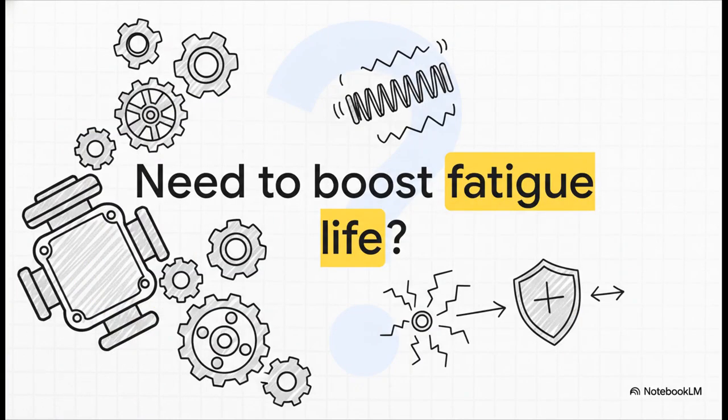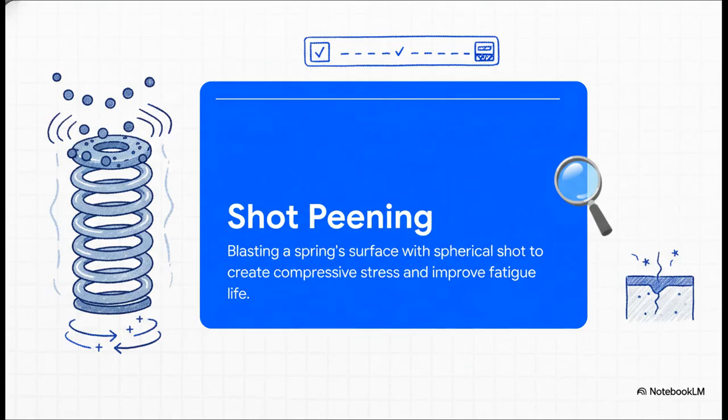Now, what happens when your spring can't just work once, but has to work millions or even billions of times? Think about something like a valve spring in a car engine. That's a whole different ballgame. Now we have to talk about designing for fatigue life. So for these high-cycle applications, you really have to think about endurance.